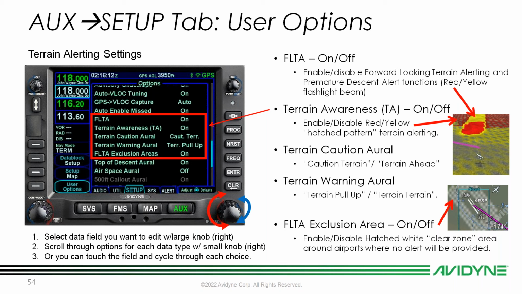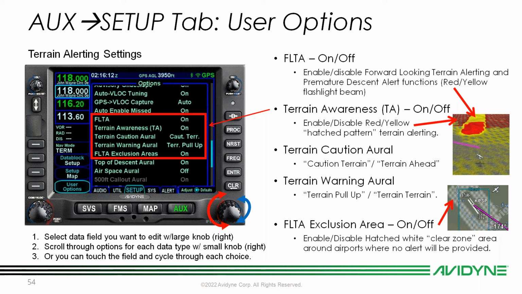So if we have it on, it's going to enable forward-looking terrain alerting and the premature descent alert functions, that red and yellow kind of flashlight beam that we see there on the page. Different from terrain awareness, which we can also turn on and off. And that's going to either enable or disable the red and yellow that kind of shows up everywhere around us on our map. The terrain caution oral alert, we can select that between caution terrain and terrain ahead. The default is caution terrain. And then of course the terrain warning oral is going to be terrain pull up or terrain.